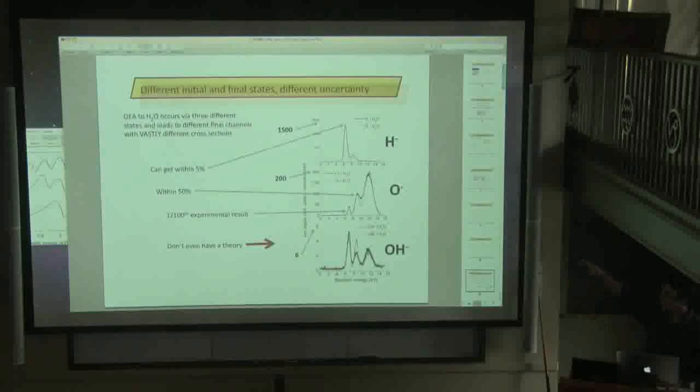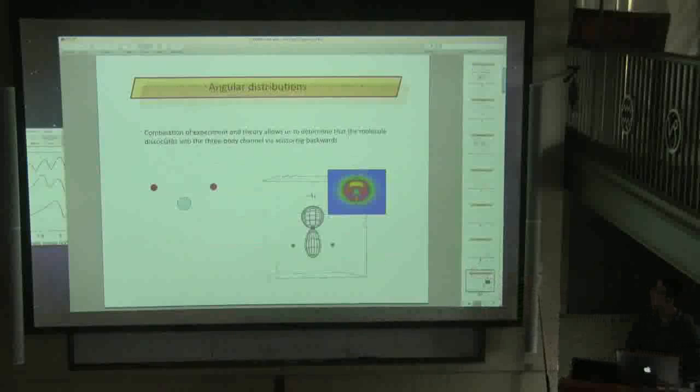And I'll show you our calculated results here, but in general we can nail that top peak, the big one, very, very closely to within percents. And we don't even have a theory for that. So the uncertainty here is large. We have not attempted to calculate OH minus. We have attempted to calculate the others.